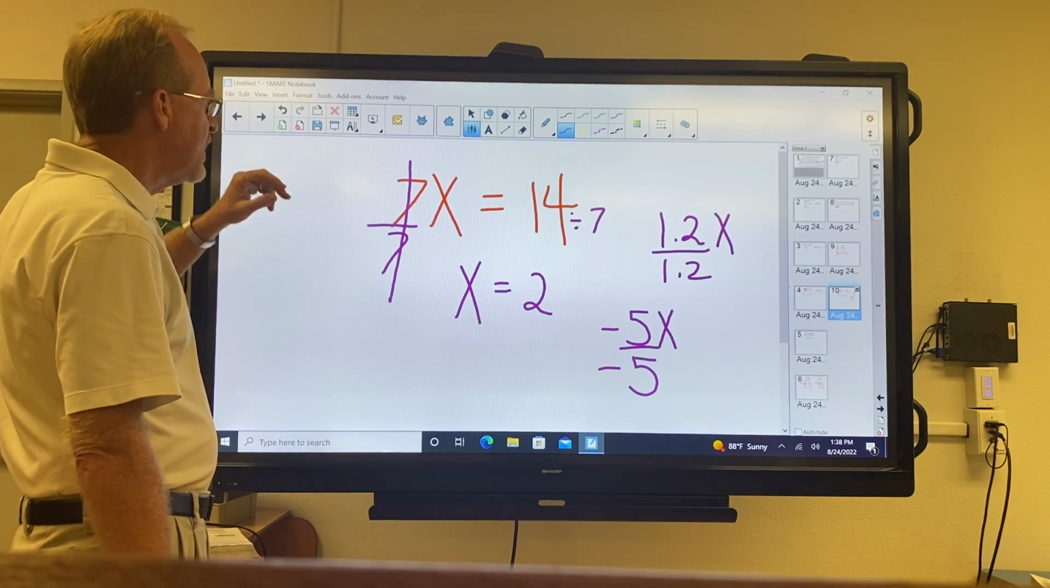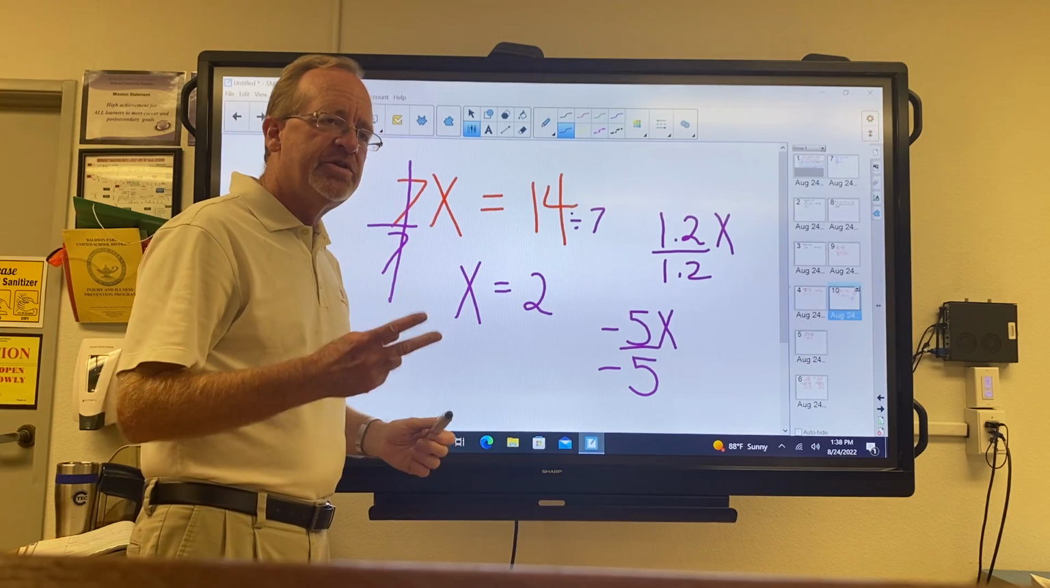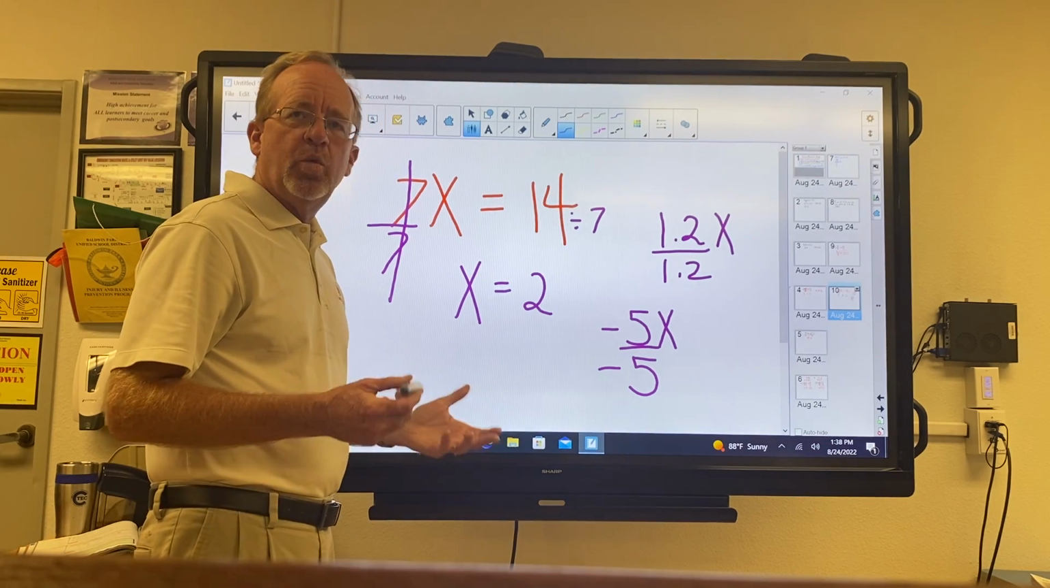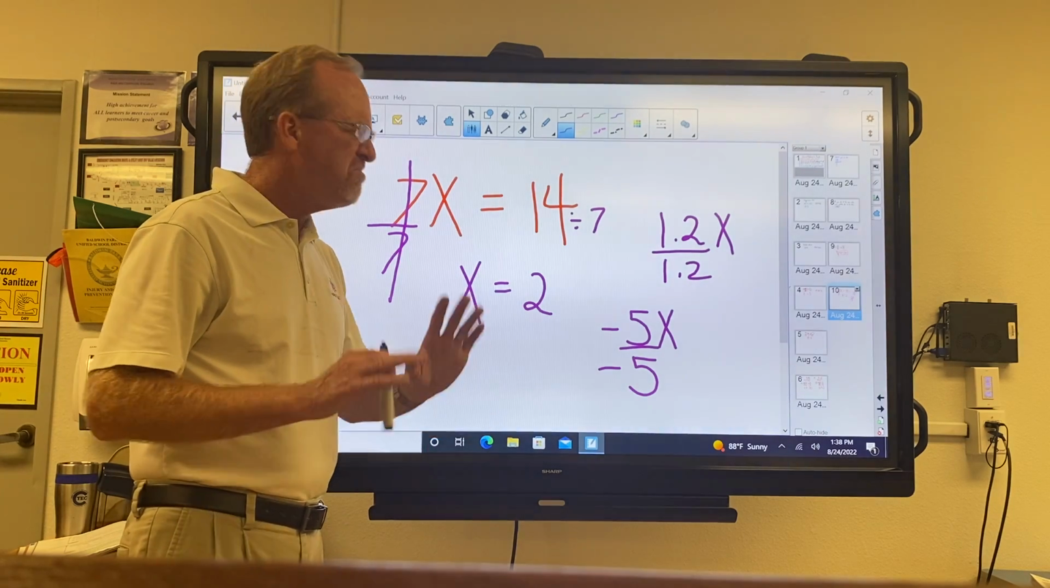All right. In our next video, we'll take a look at two-step equations. What's the difference? Instead of one move, we'll make two. Not a big deal.